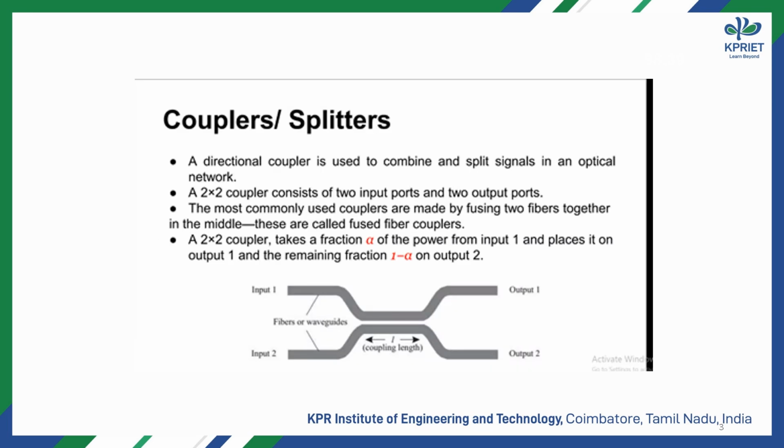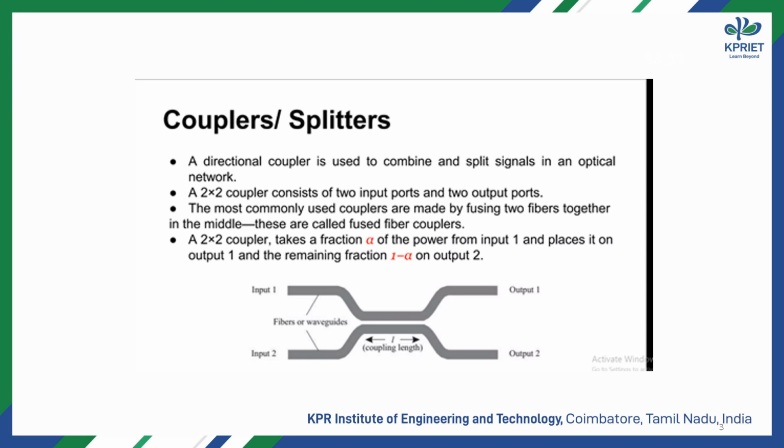The first and foremost component we are going to discuss is couplers as well as splitters. We already know most of the optical components are similar to microwave components. A coupler is used to combine as well as split signals in an optical network. If we consider a 2 cross 2 coupler, it will have two input ports as well as two output ports. Next, we are going to discuss how to design these couplers.